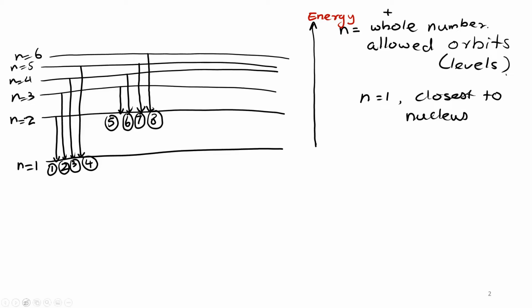So if you consider the first set of transitions, you can see things are coming to level 1. So that is our Lyman series. And this one is going to be our Balmer. If you have another set, that would look like this. That would be our Paschen series.